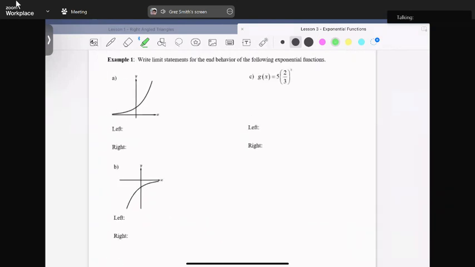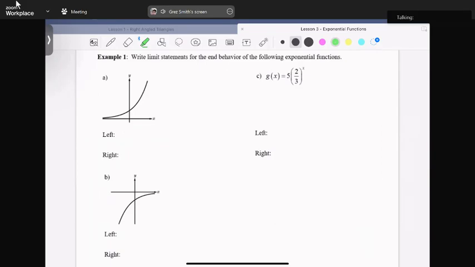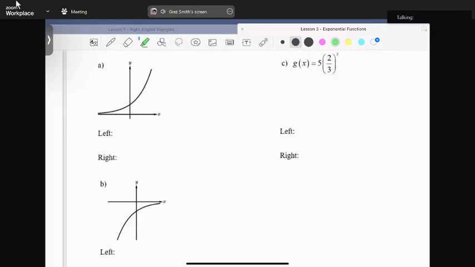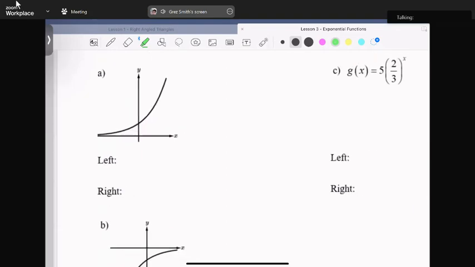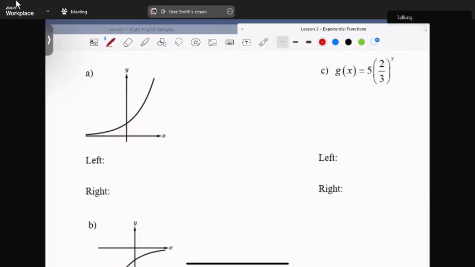All right, let's have a go at some of these. So write limit statements for the end behavior for the following exponential functions. I'm going to do the first one, and then I'm going to ask you to do the other ones. I'm going to write it just in limit statements, but if I was in an exam on a free response question, write both. But on this one, I'm just going to practice writing the limit statement.